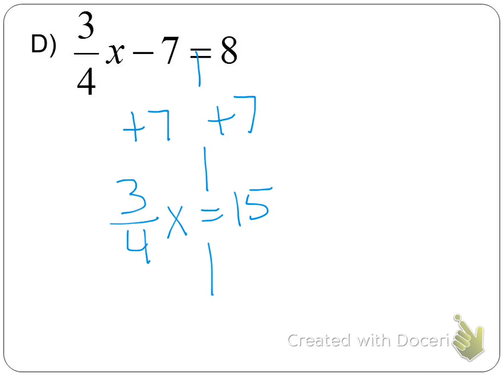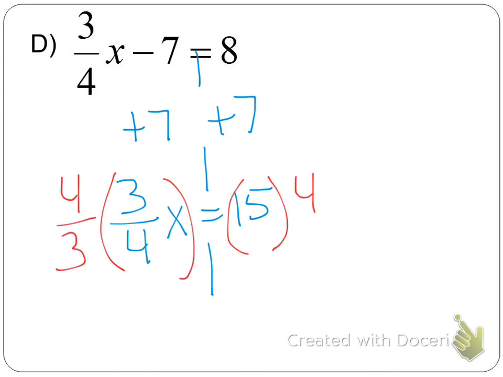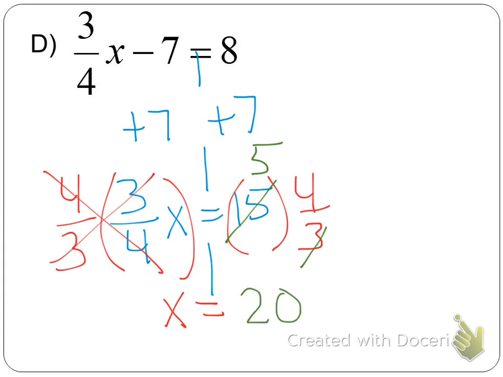All right, what comes next? Multiply by the reciprocal. Yep, so I have to multiply by 4/3. And then those are gone. I have the x equals 20 over 1. 20. Good.